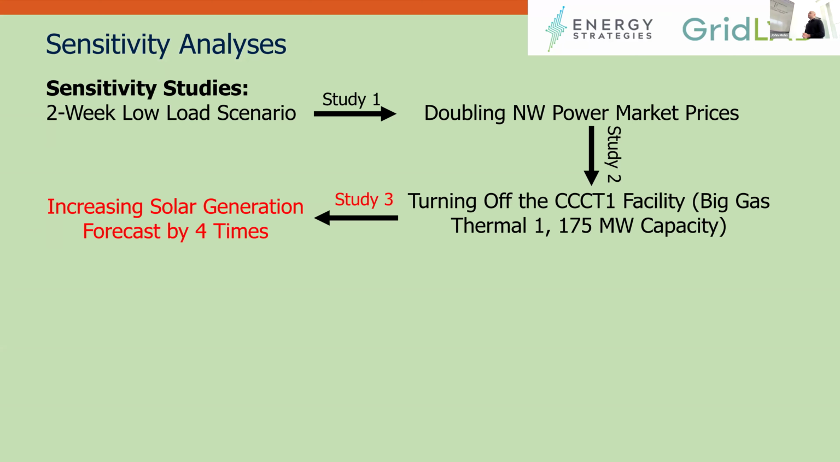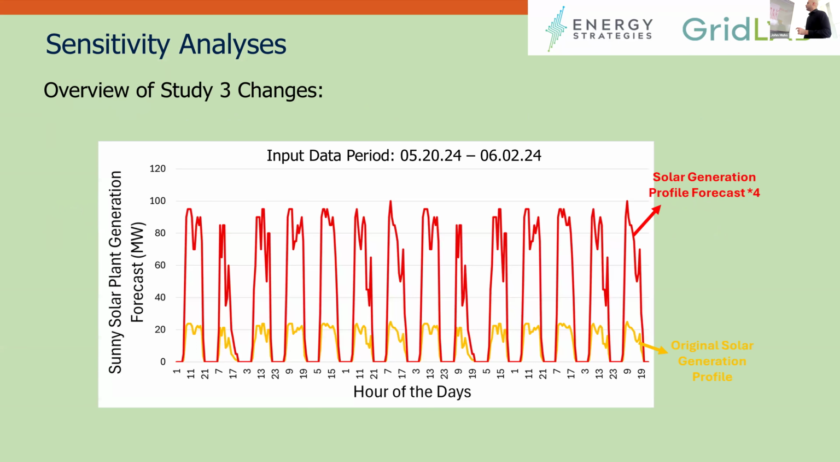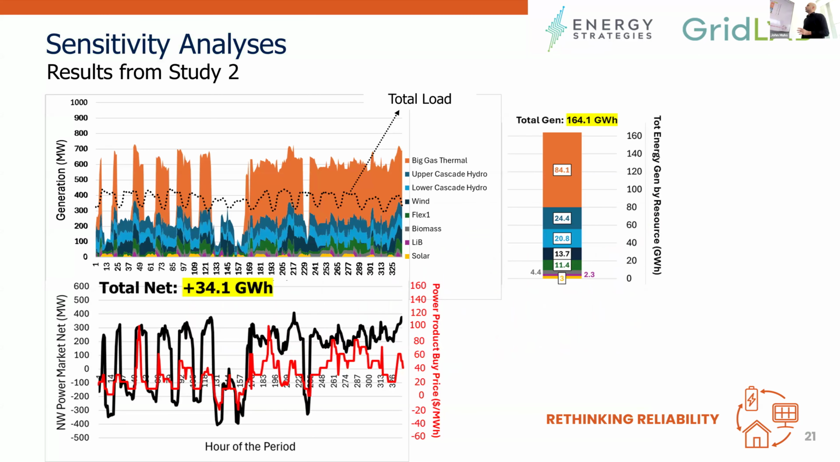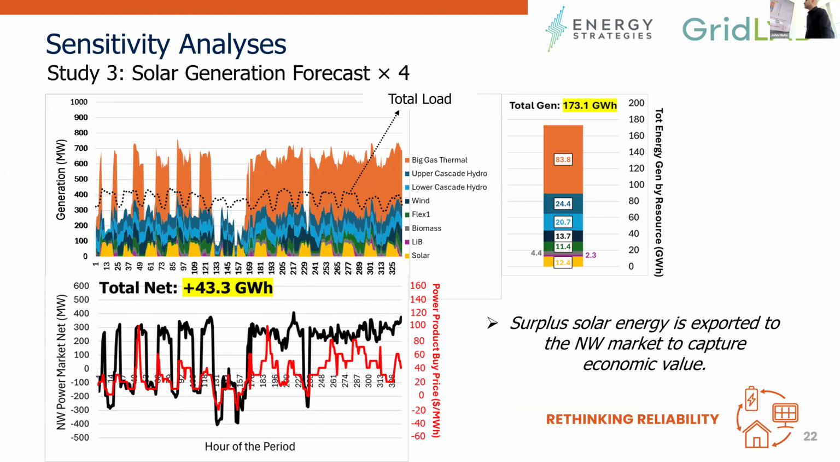For study 3, we just increased the solar generation forecast by 4 times. I can show the profile here. So you can see how the profile changes. The yellow shows the original solar generation profile, and we make it 4 times bigger. Again, this is the results for study 2. And then after making this change, you see that we have more solar generation.